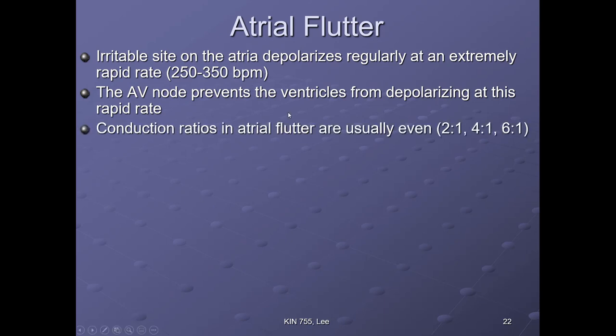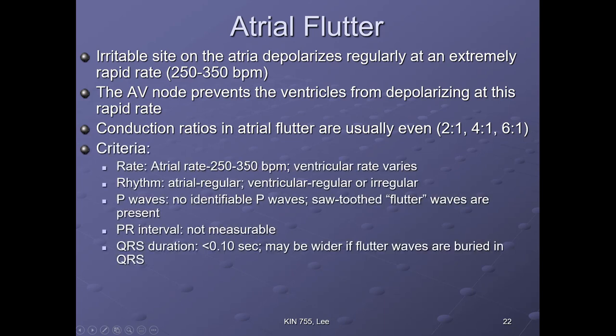So conduction ratios of the atria to the ventricles could be 2 to 1, 4 to 1, 6 to 1. And as far as the rate, the atrial rate's going to be really high. Ventricular rate's going to vary, but it could be somewhat normal. As far as the P waves go, you're going to see these odd-shaped P waves, and we're actually going to call them flutter waves. And PR interval is not really going to be something that you would measure here, and you'll see why when you see this. And then QRS is going to look somewhat normal, nice and narrow like it should be.